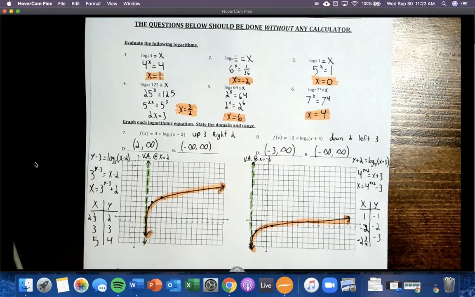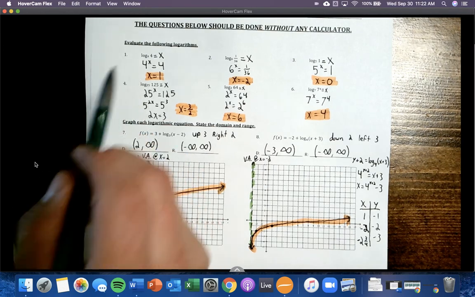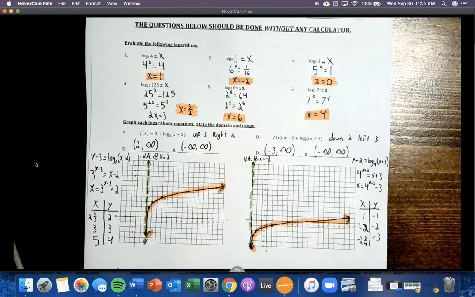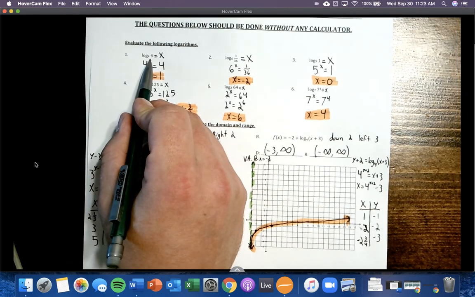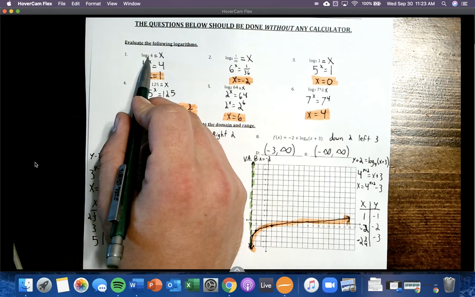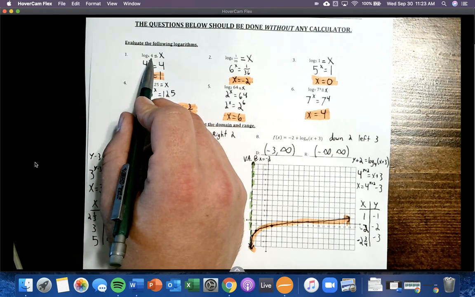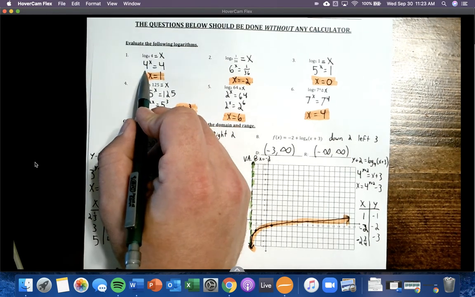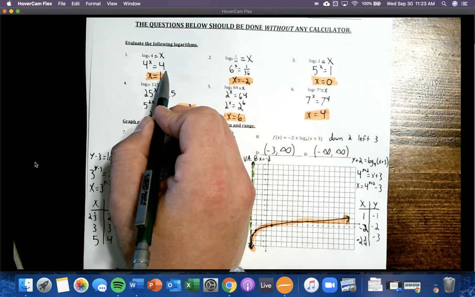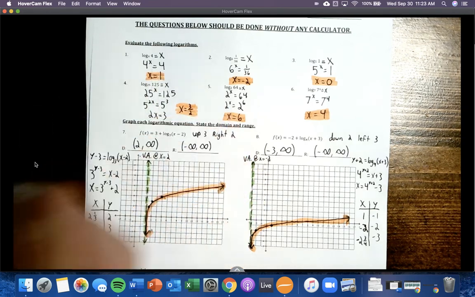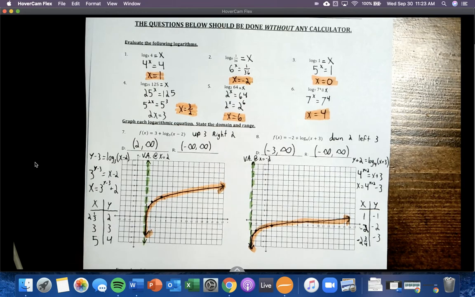Starting with number one, right? We're evaluating the logarithms here. And when we think of logarithms, what we have to get used to is that transformation. So log base 4 of 4 is really saying 4 raised to the what power, or in this case we'll call it the x power, is equal to 4? So 4 raised to the x power equals 4. X in this case would have to be 1, because 4 raised to the 1 power is 4.